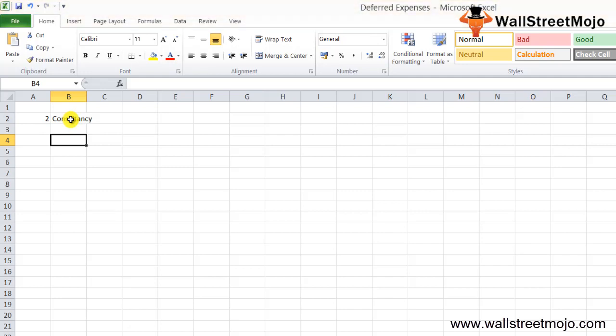Let's assume that the life of this new manufacturing unit is going to be 10 years. And the consultation and legal fees amount to, let's say, INR 2,50,000. So the company will make a payment of 2,50,000 at the beginning of the project, that is at the beginning of year 1.